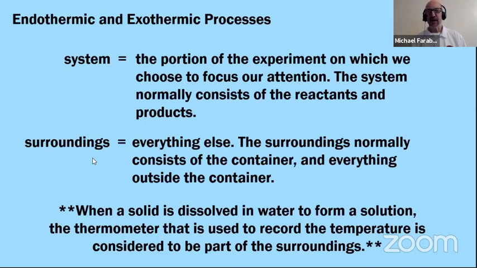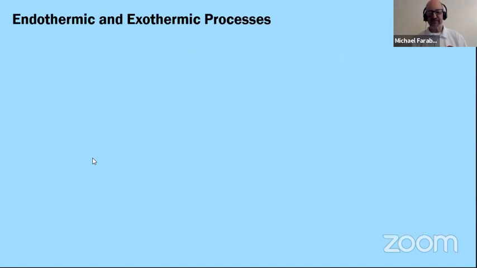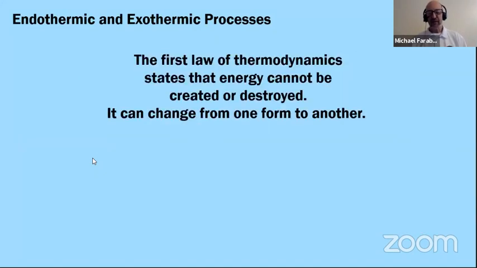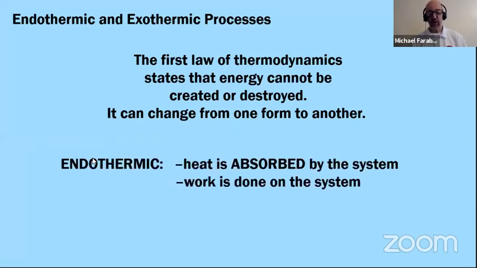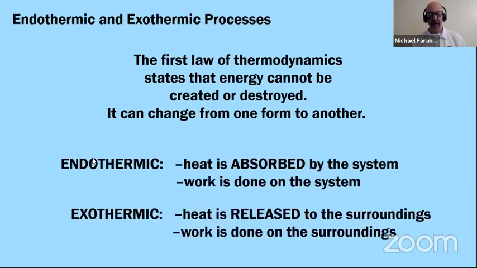And when you absorb energy from the surroundings, the temperature goes down. All right, so we have something known as the first law of thermodynamics, also known as the law of conservation of energy. Energy cannot be created or destroyed. It can change from one form to another. And again, for an endothermic process, heat is absorbed by the system. And for an exothermic process, heat is released to the surroundings.